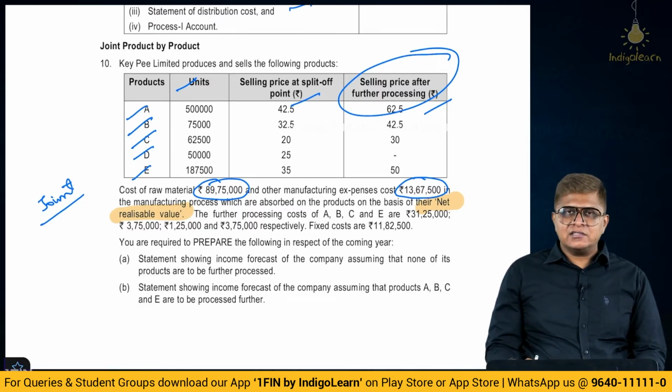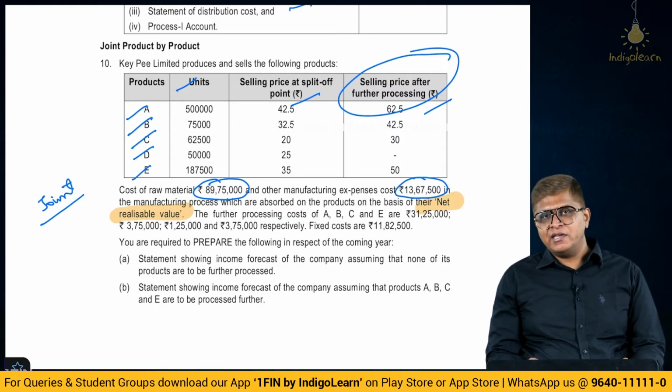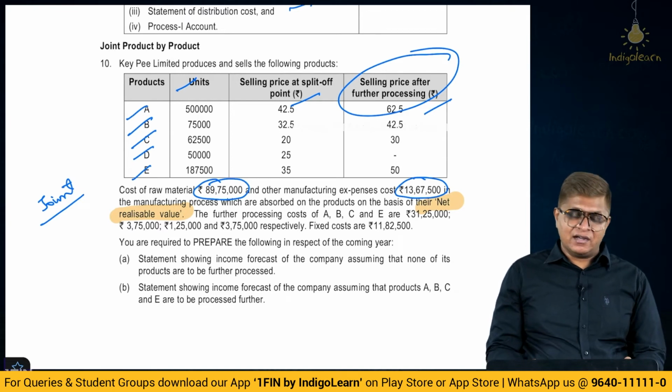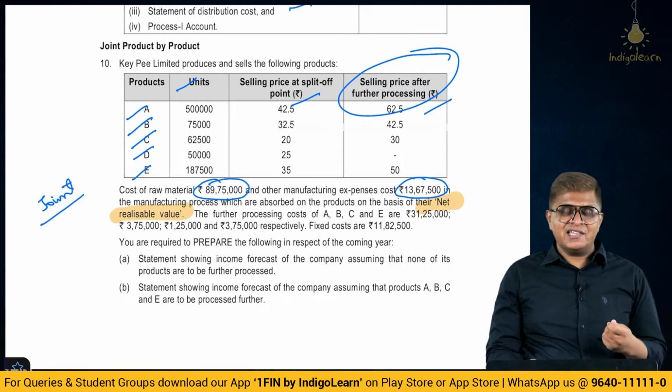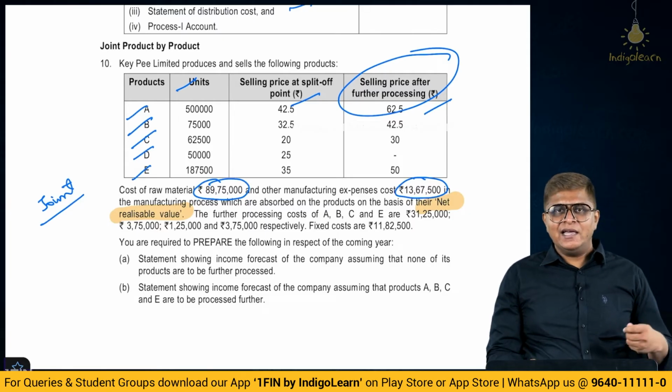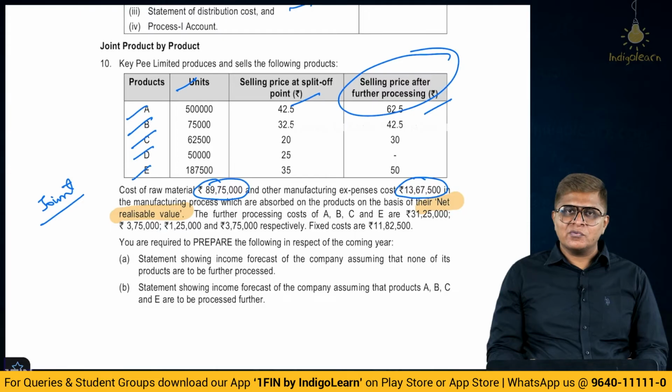So, anyways, let's keep our minds open to the idea that it can be at the split off point also, it can be sale value after further processing also, and when essentially they are saying net realizable value, it should be less of incremental cost. So, that is the NRV at the split off point. But however, let's keep our minds open and understand what they have done.